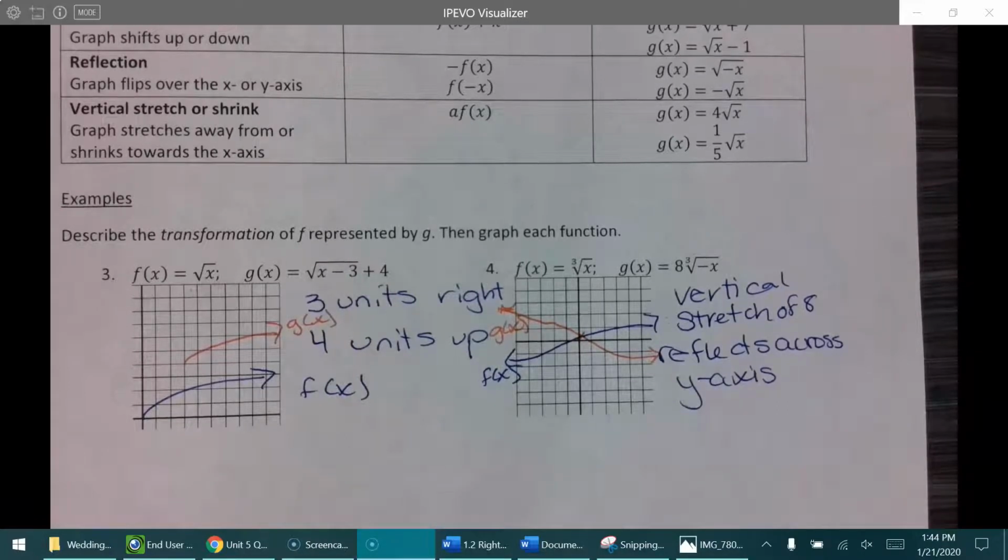I can graph this on the calculator. I just know what they look like. No, I just know what they look like. But you can graph it on the calculator and then sketch it on your paper.